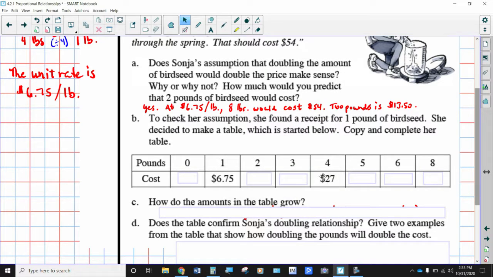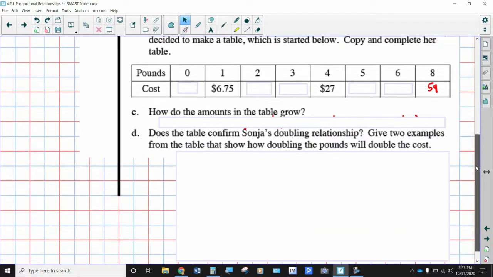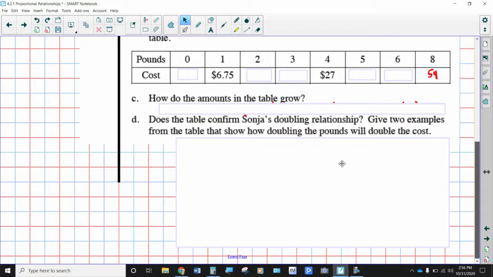Good. Okay, so now what I'd like for you to do is copy this table down and fill in all the dollar amounts. How much would she pay for 2 pounds, for 3 pounds, for 5, 6? We've actually got the number for 8 pounds, so we can just go ahead and reveal that as well. And then how much would it cost if she bought 0 pounds of birdseed? Okay. Then once you've got that completed, think about answering these 2 questions. How do the amounts in the table grow? And does the table confirm Sonia's doubling relationship? Okay. So I'm going to pause. You go ahead and fill that in and answer those 2 questions.